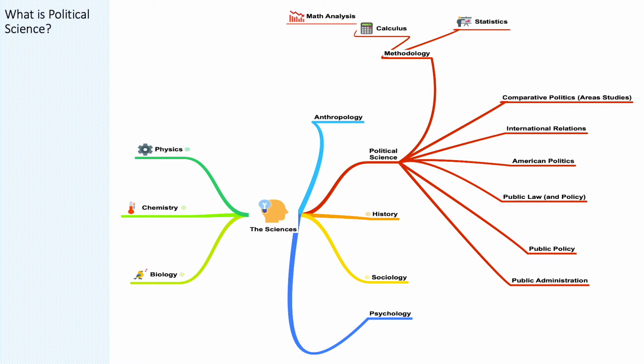Natural sciences include, but are not limited to, sciences like physics, chemistry, and biology. And natural sciences study nature. Social sciences study society. Social sciences include anthropology, history, sociology, and even some areas of psychology. And of course, political science.